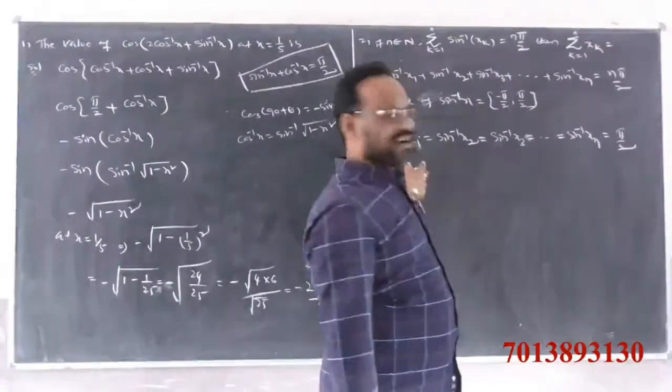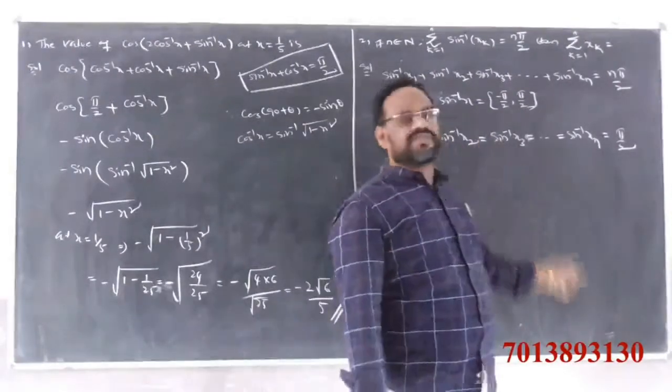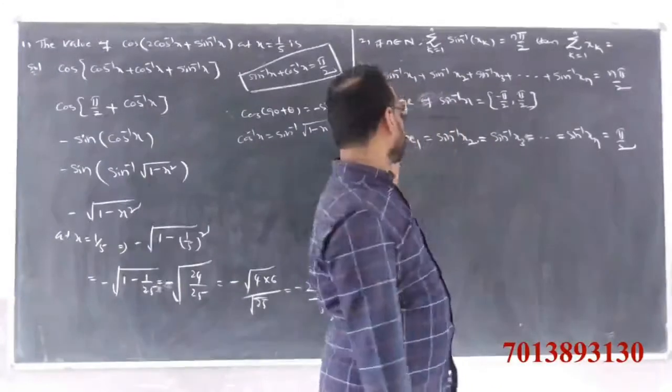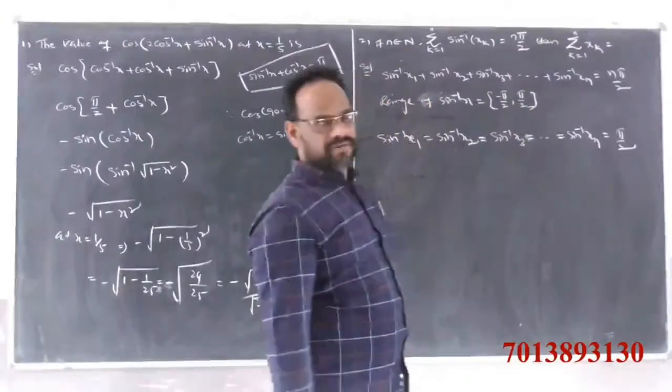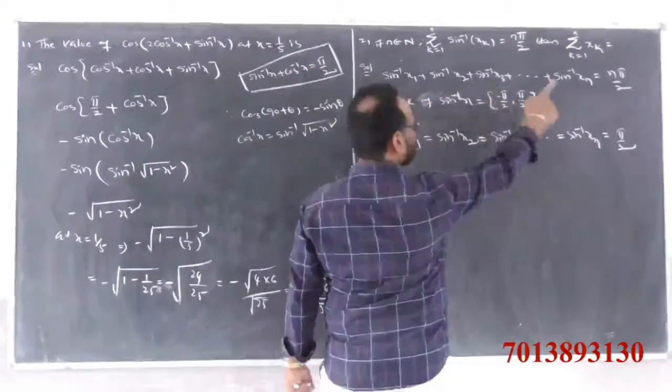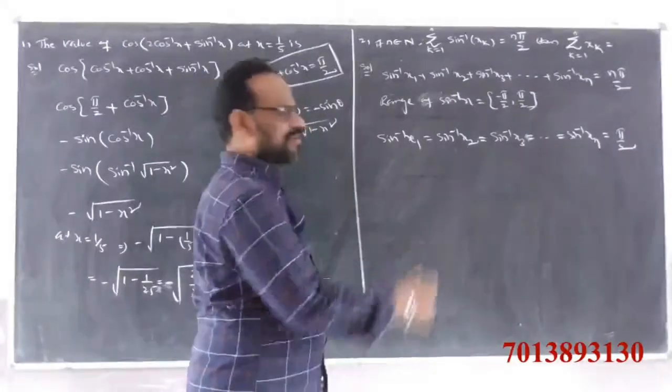So here the values sin inverse x1, sin inverse x2, sin inverse x3 are all the same. So pi by 2 plus pi by 2 plus pi by 2 must each equal pi by 2. Then only we get n pi by 2. If you take the maximum value pi by 2, then we get n pi by 2. So sin inverse of x1 equals pi by 2.